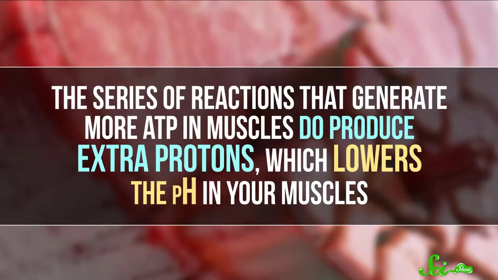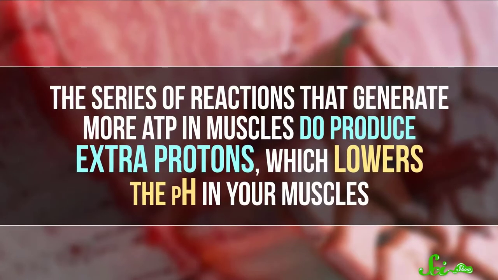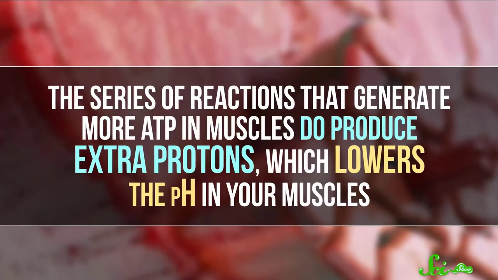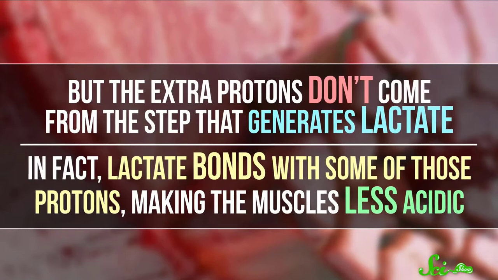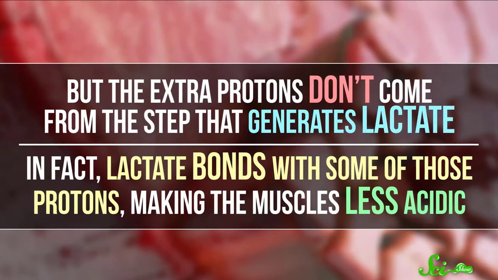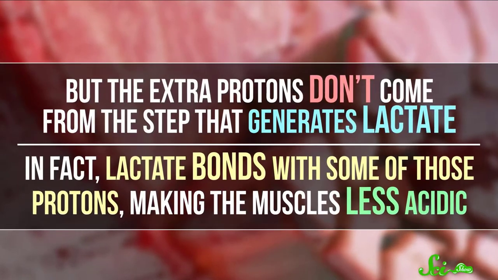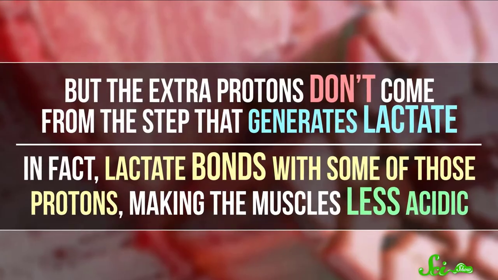The series of reactions that generate more ATP in the muscles do produce extra protons, which lowers the pH in your muscles, but the extra protons don't come from the step that generates lactate. And in fact, lactate bonds with some of those protons, making the muscles less acidic. Lactate also isn't involved in delayed onset muscle soreness, the pain you feel a day or two after a hard workout. Scientists think that comes from microscopic tears in your muscles. Although they are still investigating that, it's weird that we don't 100% know, but we don't.